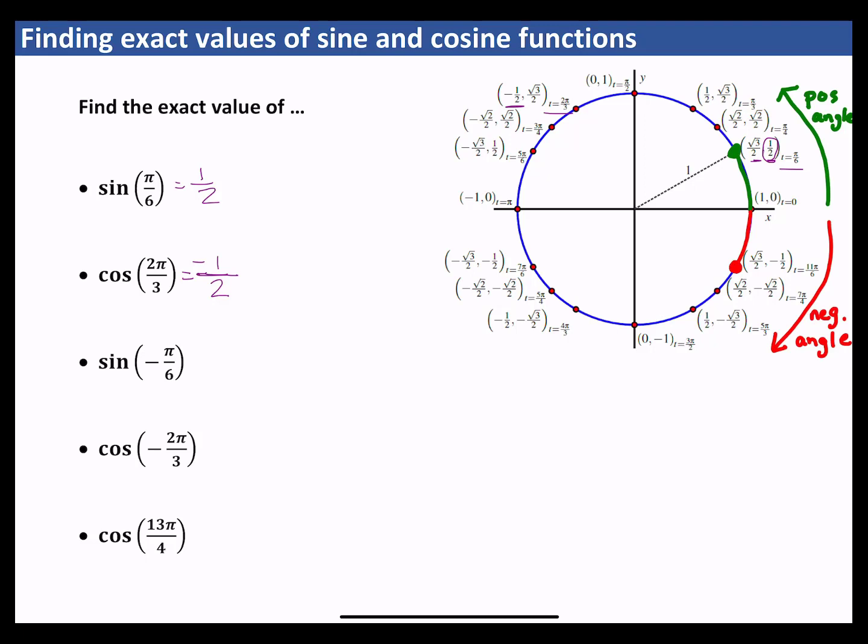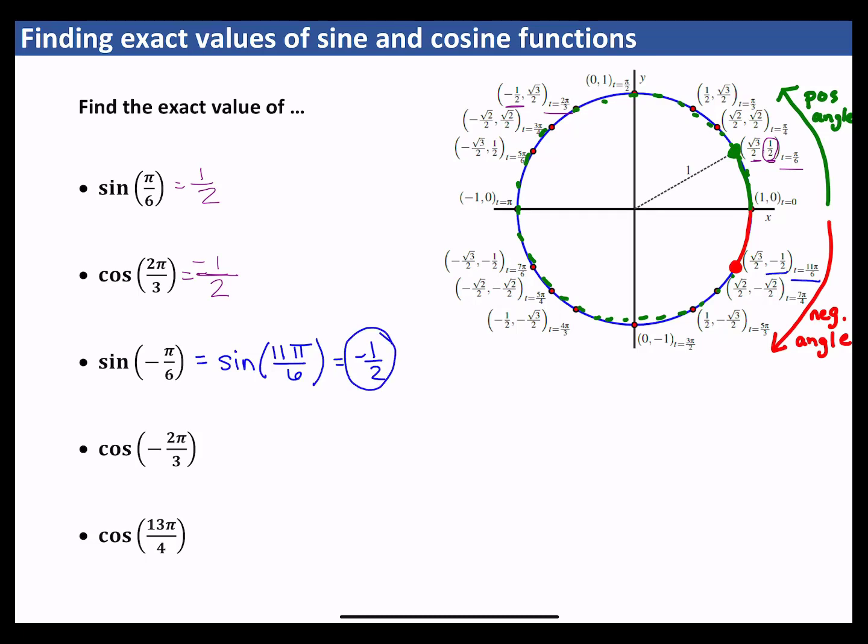We see that traversing the circle pi over 6 in the clockwise direction is equivalent to traversing the circle 11 pi over 6 in the counterclockwise direction. That means we can say that the sine of negative pi over 6 is equal to the sine of 11 pi over 6. Regardless of how we think about getting to this point, we see that the y-coordinate is negative 1/2. Therefore, the sine of negative pi over 6 is equal to negative 1/2.